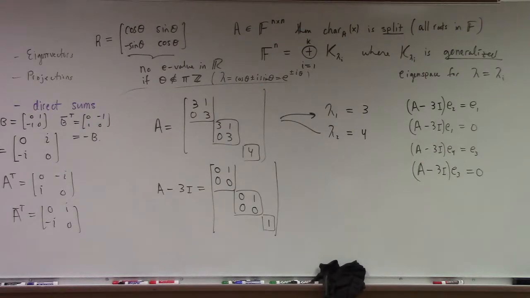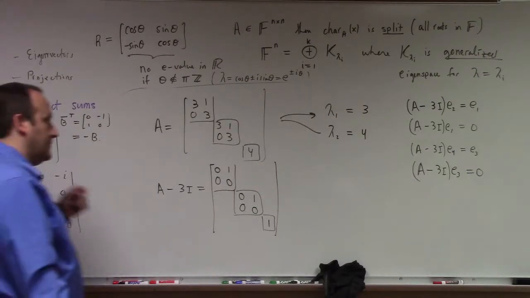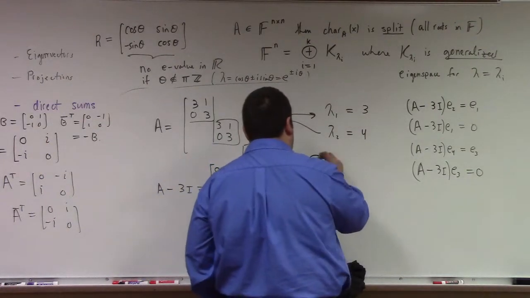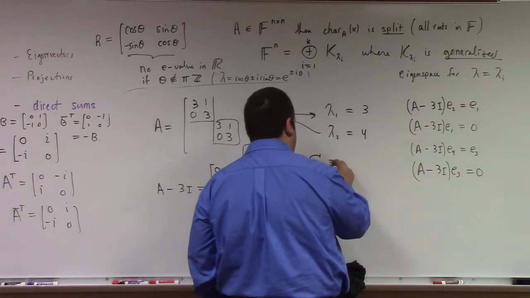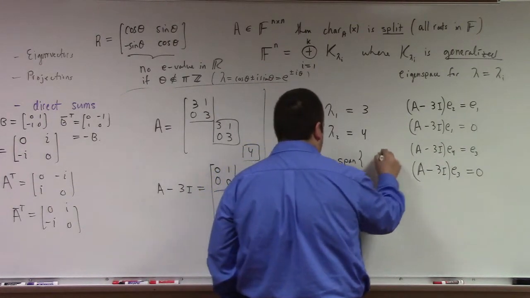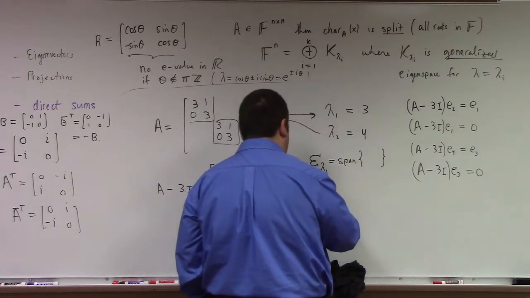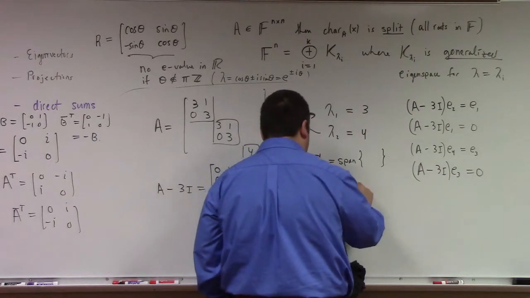The conditions I just wrote down, we discussed, these are chain conditions. They make E2 and E4 generalized eigenvectors of order 2 with eigenvalue 3. We have two chains with eigenvalue 3. We have 2 eigenvectors also with eigenvalue 3, right? So we could talk about the eigenspace for lambda 1. That would be the span of what? And what would the generalized eigenspace for lambda 1 be? Span of what?